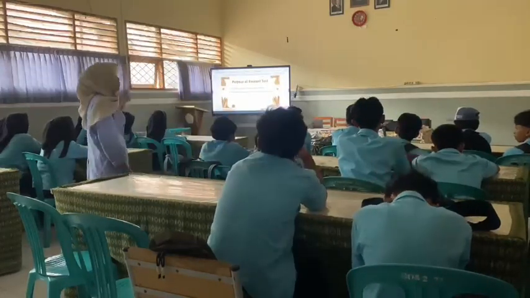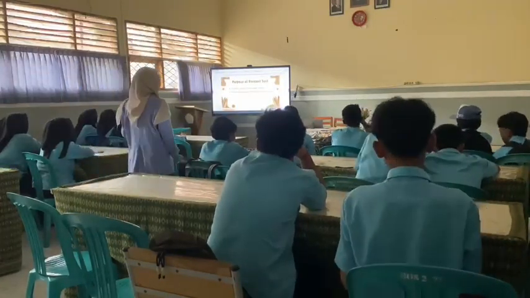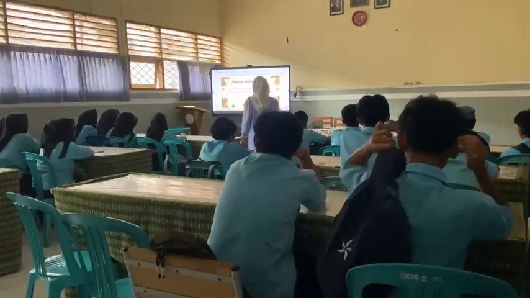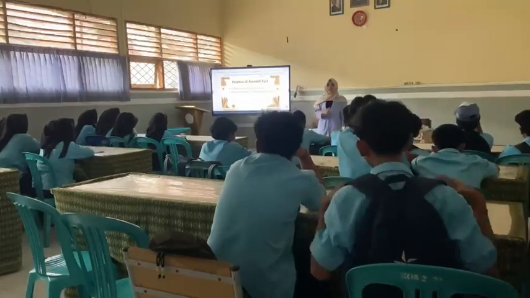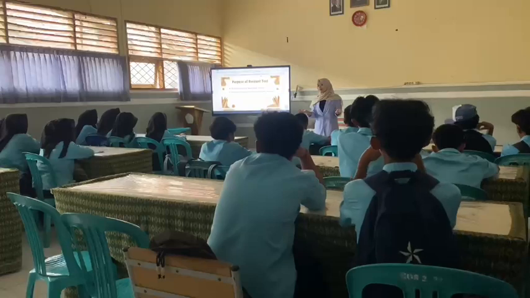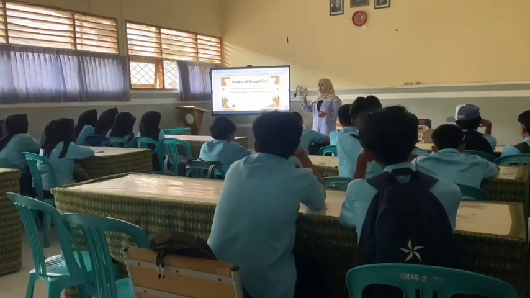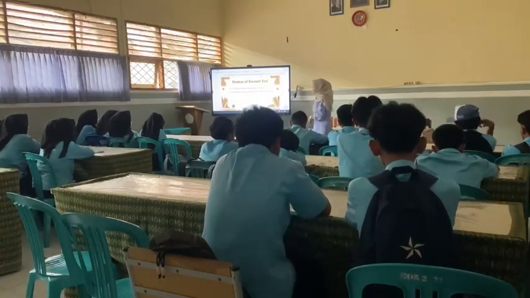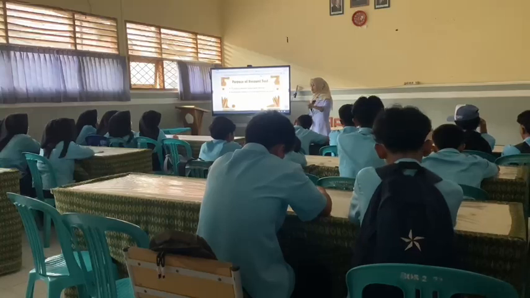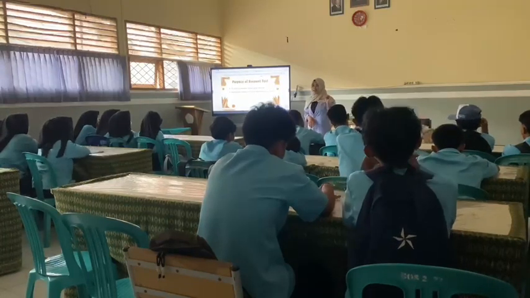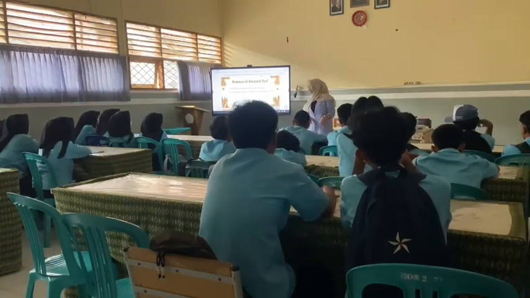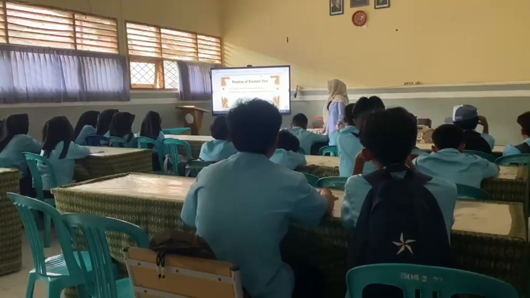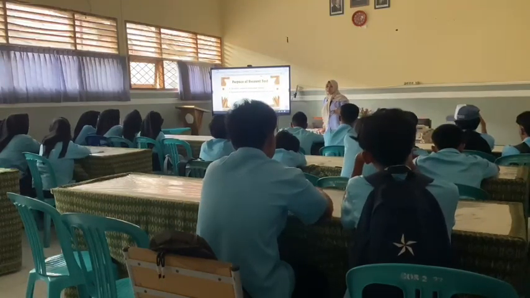To strengthen the students' understanding, I presented an example of a recount text. Together, we read the text aloud and then I guided the students in identifying the orientation, events, and reorientation within the text. This activity helps them apply the theory to an authentic example.